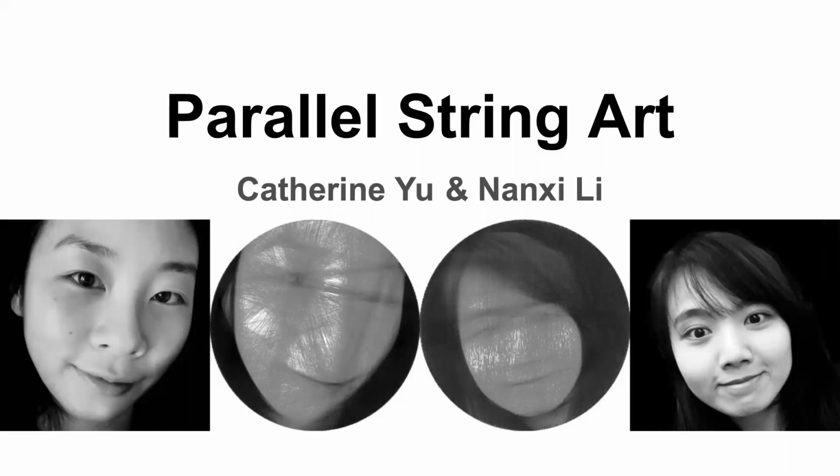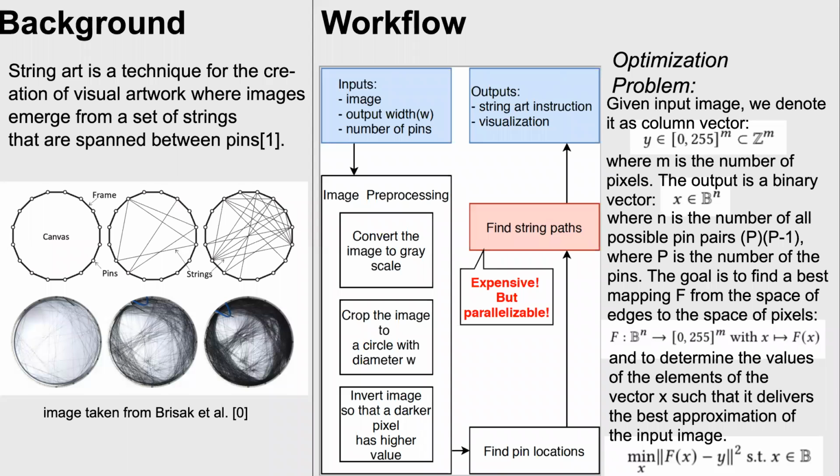We're presenting our work on parallelizing the problem of string art. String art is a technique for the creation of visual artwork where images emerge from a set of strings that are spanned between pins. In this system flow diagram, we see that for the string art problem, the input is the image, the width of output, and the number of pins. And the output is the string art instruction and visualization.